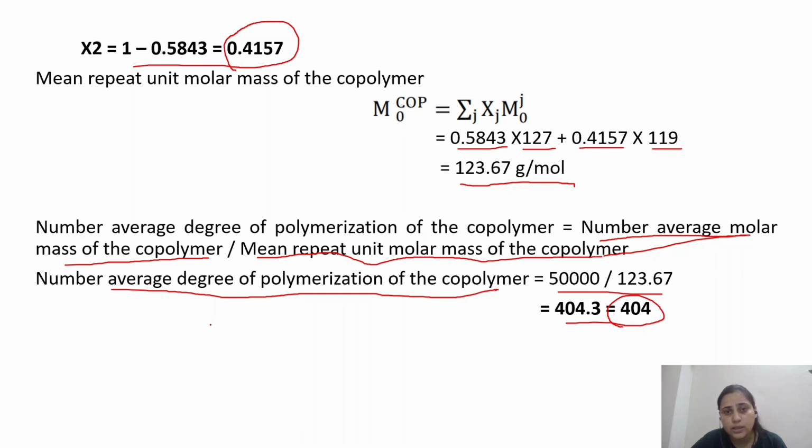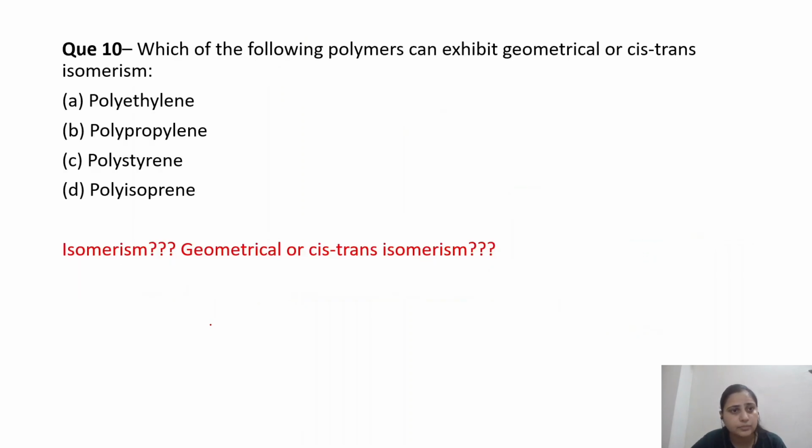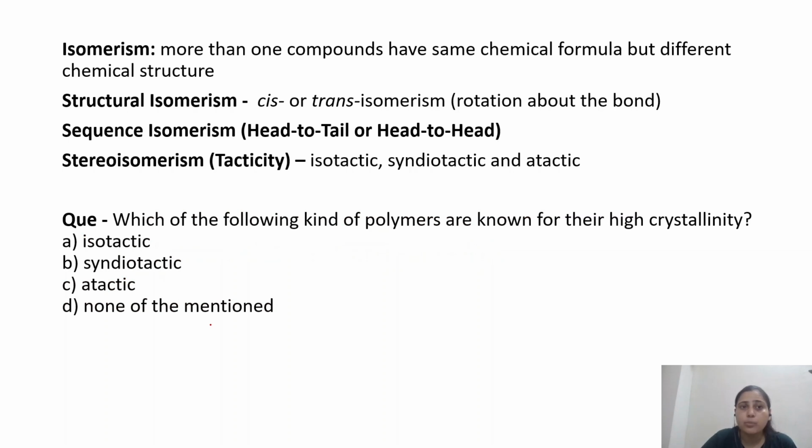Now let's move on to the next question, which is question number 10. This question is about geometrical isomerism, or cis-trans isomerism. We have already discussed in the lecture slides what isomerism is. Isomerism is basically when more than one compound has the same chemical formula but a different chemical structure.